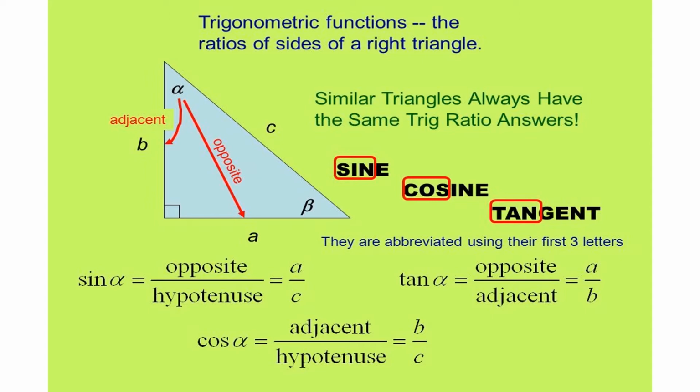Cos alpha is equal to adjacent side upon hypotenuse. Here the adjacent side is of length B and the hypotenuse is of length C. So it is B upon C. Tan alpha is equal to opposite side upon adjacent side. The opposite side has length A, the adjacent side has length B. So tan alpha is equal to A upon B.